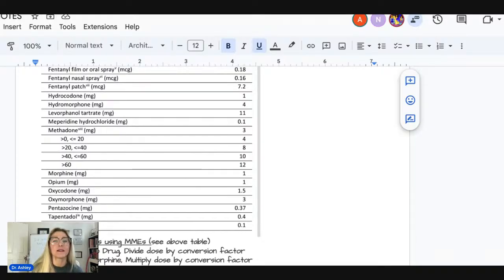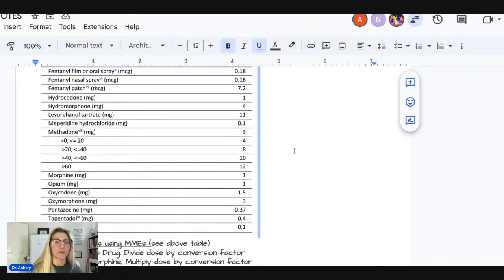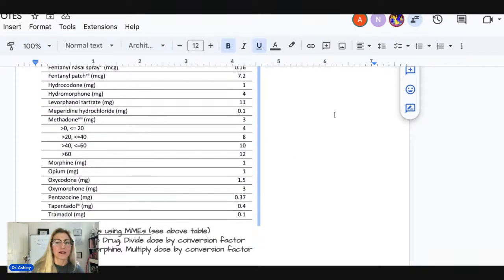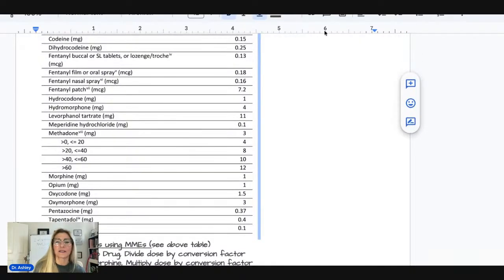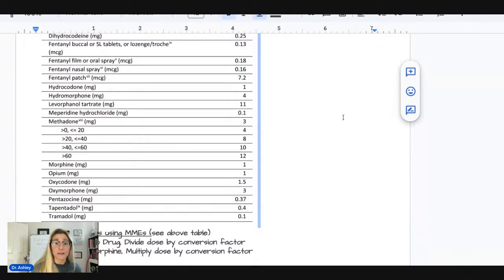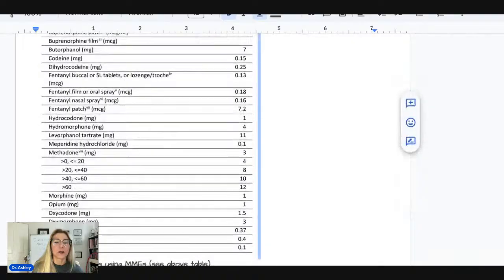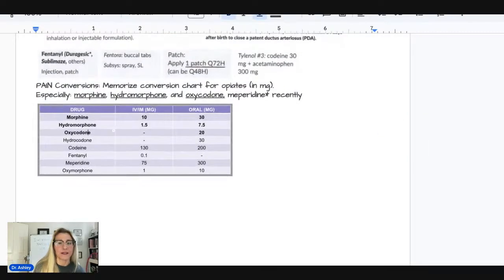So here's what I want to show you. I've heard people talking about MMEs, and they didn't learn it in school or it's not in RX prep. Whether that's true or not, I want to show you how simple it can be. So we've all learned this, right? We know this opiate conversion chart.